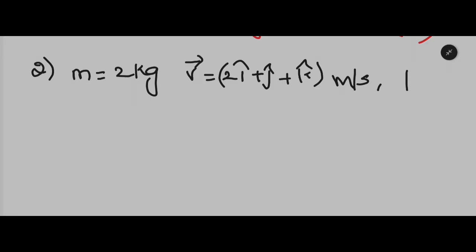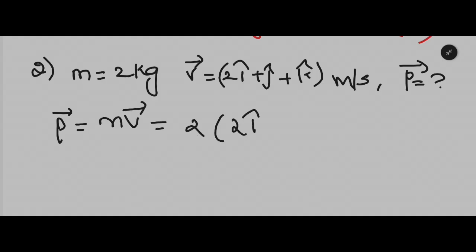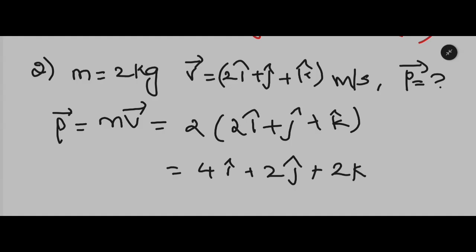Then the momentum is denoted by p bar, that is what they are asking. So again you are using multiplication of a vector by a scalar, because we know that momentum p is equal to m into v. So it is simply 2 into (2 i cap plus j cap plus k cap). So the vector is going to be 4 i cap plus 2 j cap plus 2 k cap, which is option B.